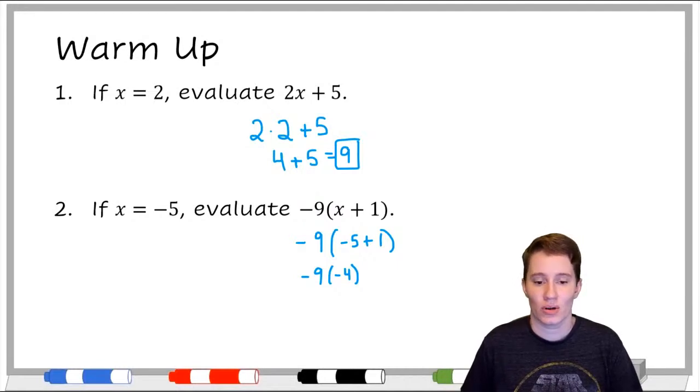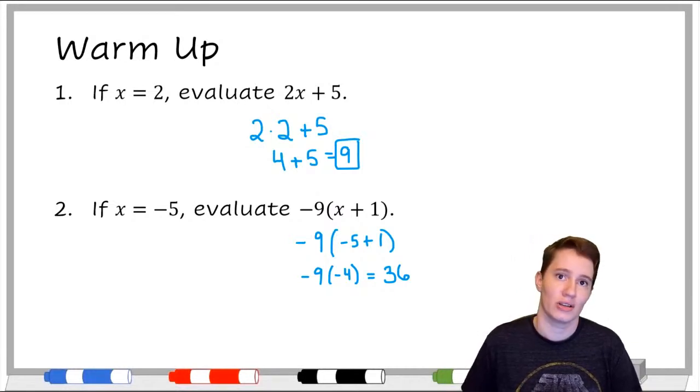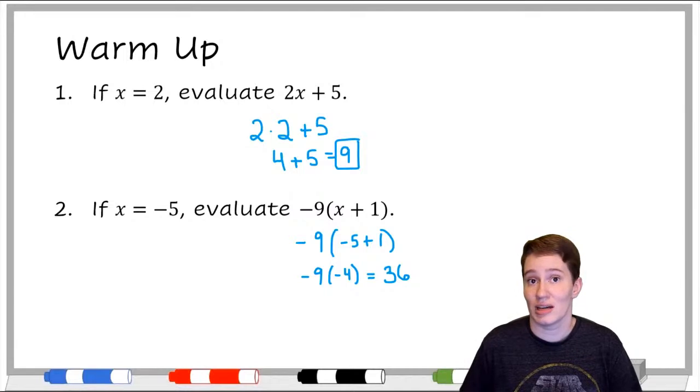-9 times -4 is positive 36. Remember, when you multiply two negatives together, you get a positive. The negatives are like, peace out, I'm going to go play a video game, and you guys can do math without me. So it's positive 36.